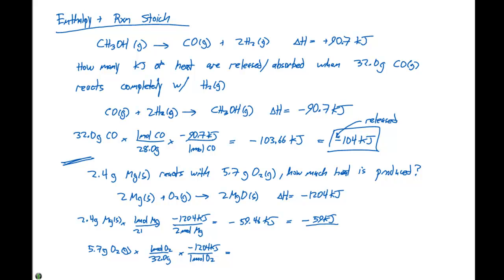This gives us negative 214 kilojoules. So if we're comparing here, the negative 59 kilojoules is the smaller number. That tells us that the magnesium solid is the limiting reactant. And if the magnesium is the limiting reactant, this tells us that 59 kilojoules of heat is produced.